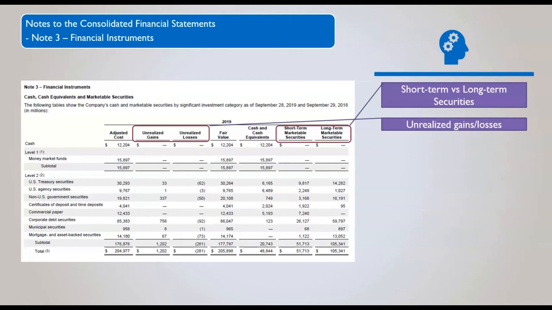In simple terms, what this means is that the fluctuations in the fair value of these marketable securities investments are not directly impacting net income in the profit and loss statement that we saw earlier, but instead it goes through the OCI statement.